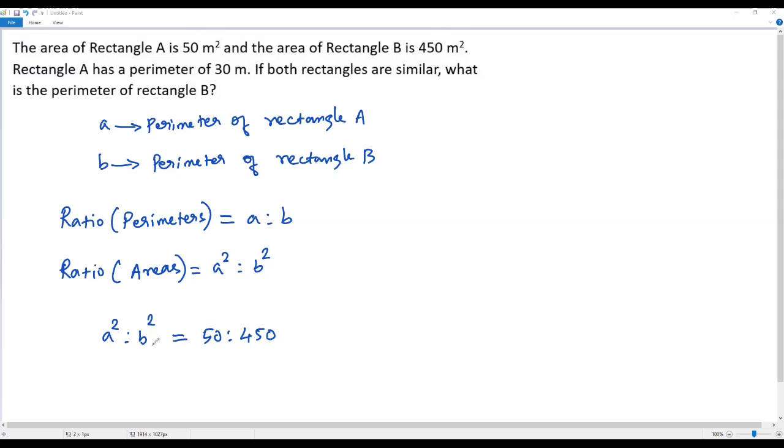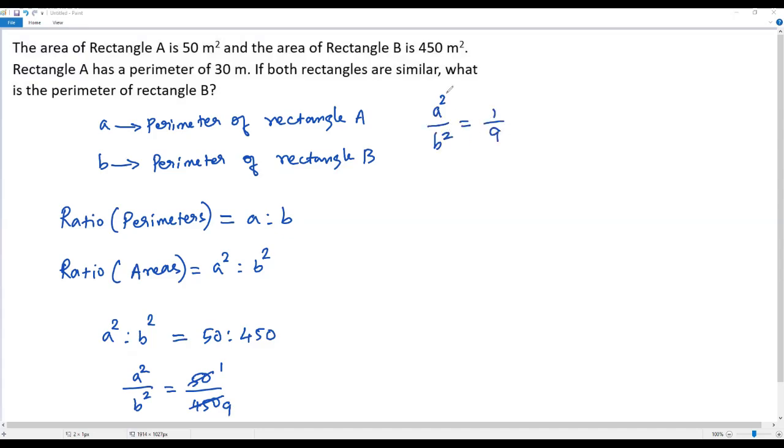Okay, in the next step, I'm going to write the ratio a squared to b squared as a fraction. Then I get a squared over b squared. On the right side also I'm writing the ratio as a fraction, 50 over 450. I think it can be simplified. 50 goes into 50 one time, and 50 goes into 450 nine times. So I get a squared over b squared equals 1 over 9.